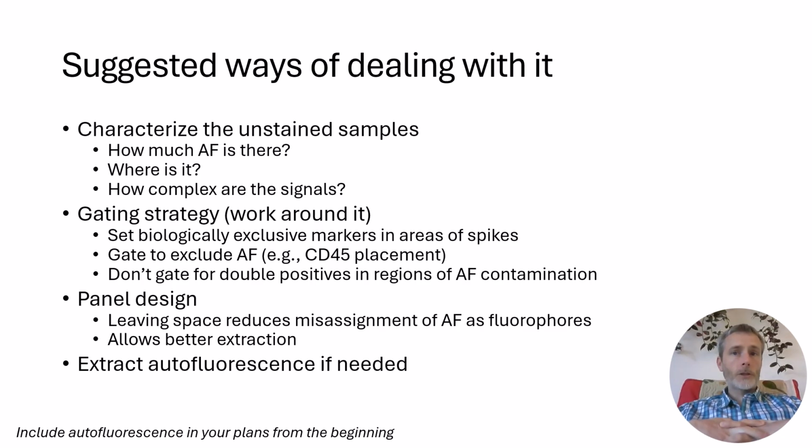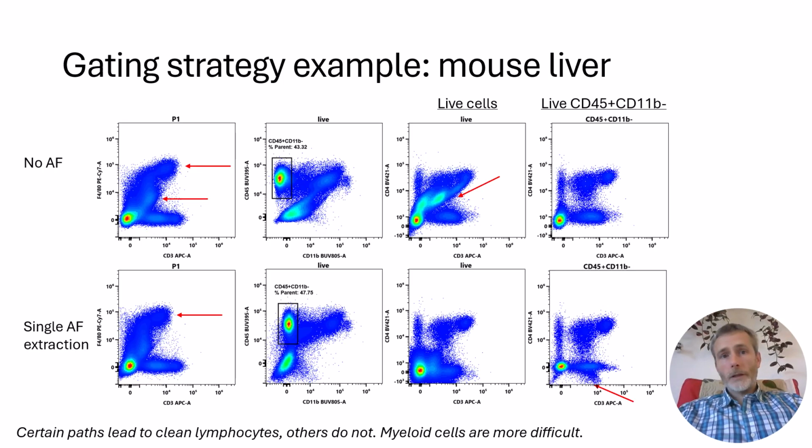I'm going to cover briefly two other strategies for how to deal with it using gating and panel design, which can be complementary to autofluorescence extraction. A gating strategy can be an effective way of dealing with autofluorescence, especially if paired with careful panel design. In this example, we can create a path to allow clean gating on CD3 versus CD4 to identify lymphocytes by first excluding CD11B positive cells.